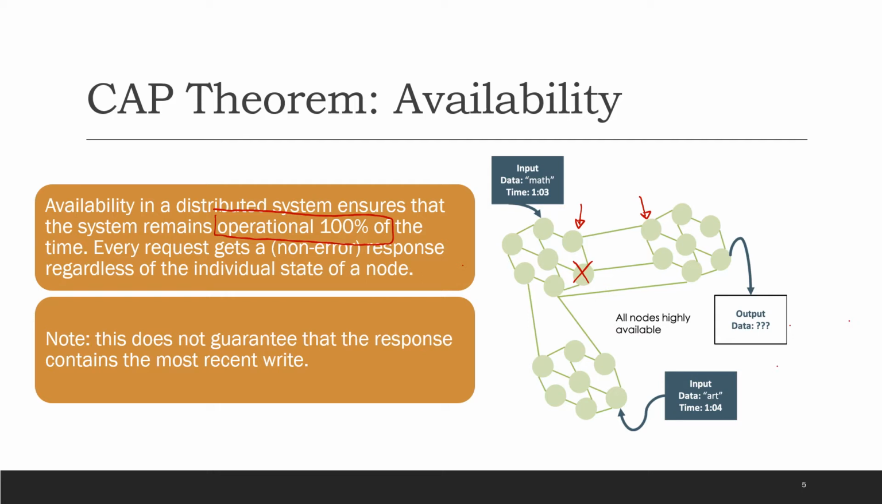Okay, let's see this example. Suppose this node fails. The user can still get the response to his or her request by accessing other nodes. The system should still operate and return a response using the data available from other nodes.